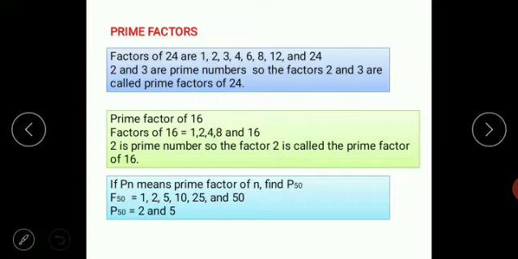To show the example, I have taken exercise problems only. If you have written these as examples, then don't solve them again in the exercise. So Pn means the prime factor of n. Then P50 means prime factor of 50. Which are the prime factors of 50? 2 and 5.